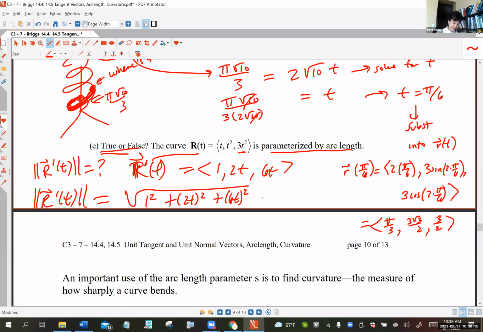I don't think so. That's going to be some function of t, which is pretty typical for speed. So it's definitely not a constant, and it's definitely not going to be a 1. So the answer is false. This lovely curve is not parameterized by the arc length parameter. Oh, well, still a nice vector valued function. Though you could still do fun stuff with it. So we're done talking about arc length and the arc length function. Congratulations.